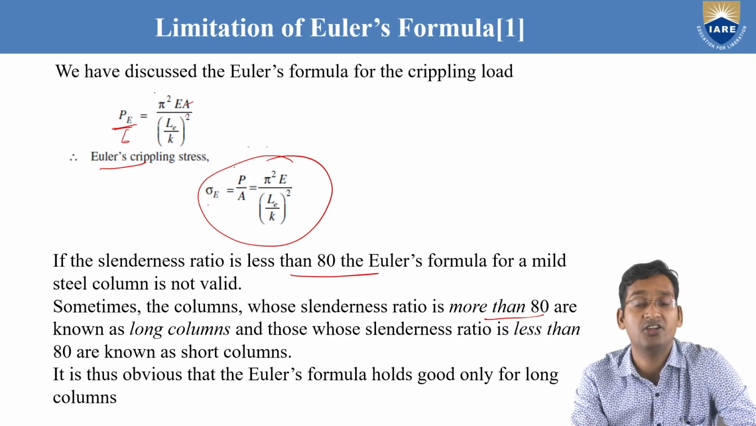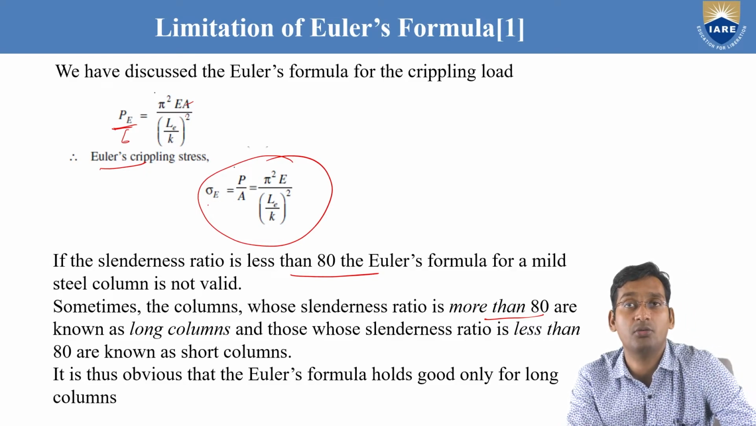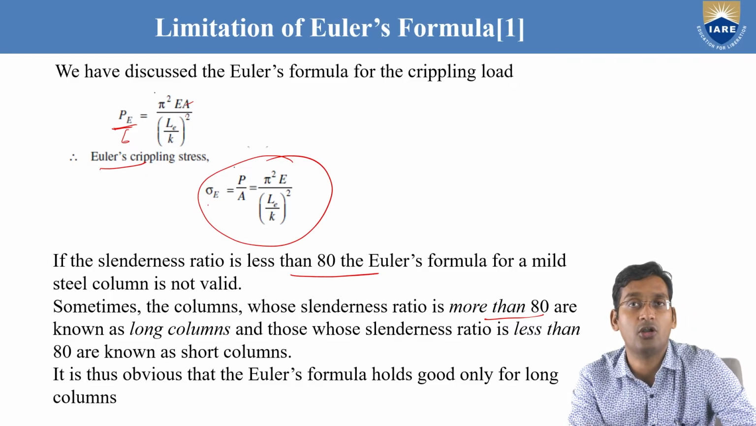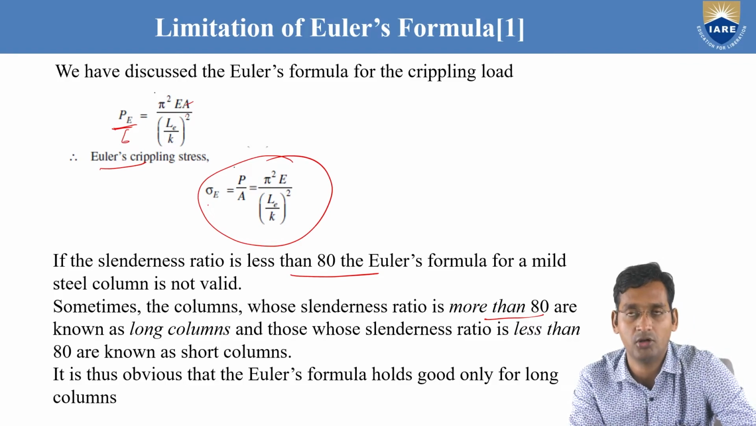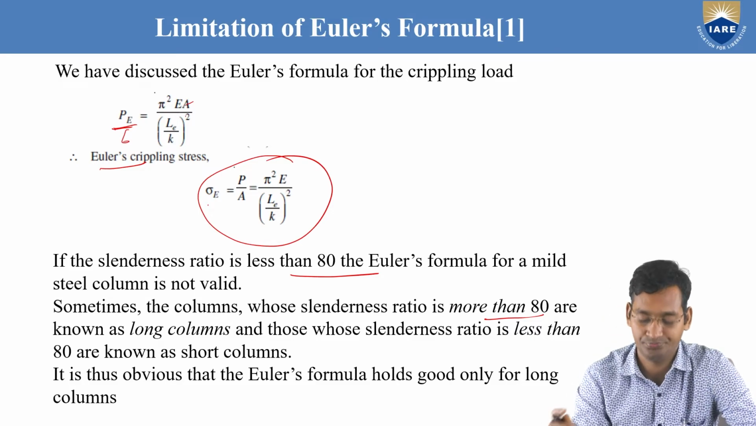So by slenderness ratio, we can say whether the column is long or short. If the column is short, then we cannot apply Euler's formula, that is only for long columns. It is thus obvious that Euler's formula holds good for only long columns.